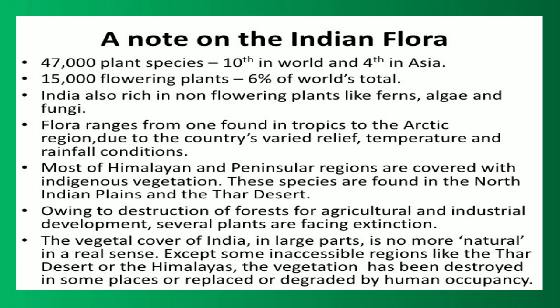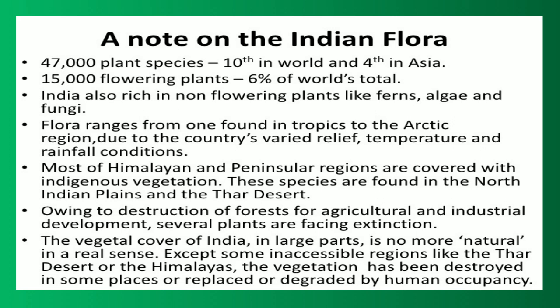If we talk about the Indian flora, that is, write a short note on the Indian flora, then we talk about 47,000 plant species, 15,000 of them flowering plants. India is also rich in non-flowering plants like ferns, algae and fungi. Flora ranges from that found in the tropics to the Arctic region due to the country's varied relief, temperature and rainfall conditions.